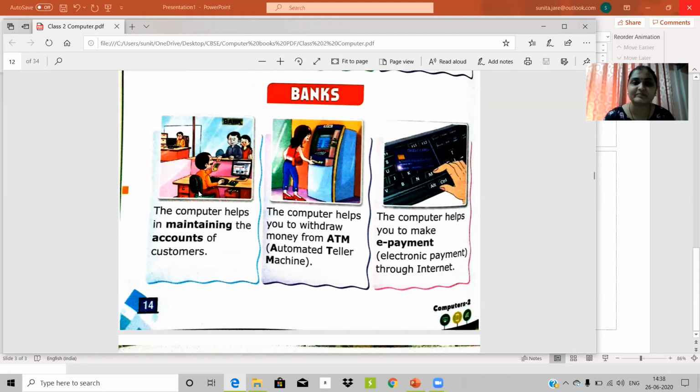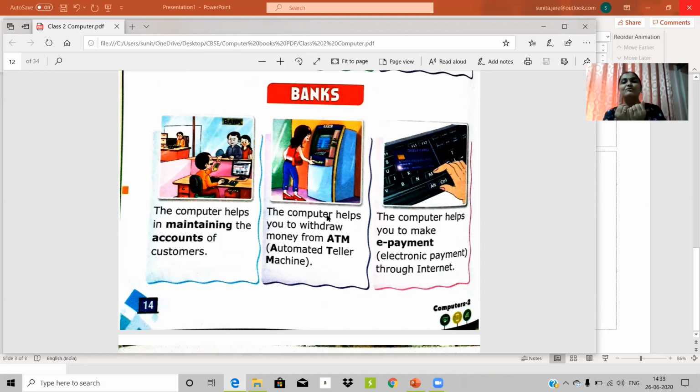Then second, this girl is using, what is the name of this machine? I know you know the name of the machine. ATM machine. Now ATM is the short form. What is the long form of ATM? Automated Teller Machine. This is the long form of ATM. Okay, and what is the use of ATM?